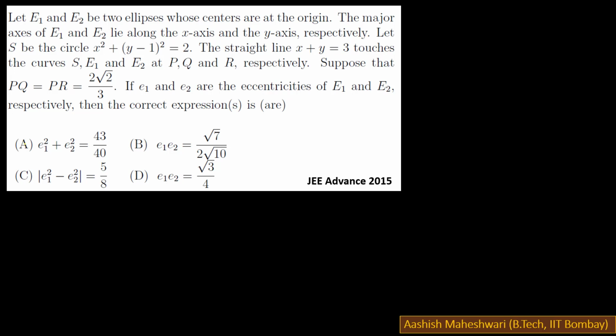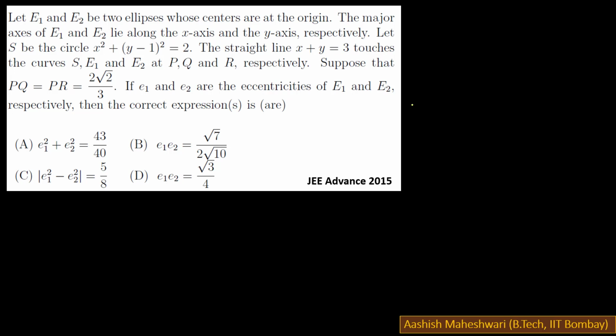Let E1 and E2 be the two ellipses whose centers are at origin. The major axes of E1 and E2 lie along x-axis and y-axis. So from these first two lines, we can easily make out that E1 and E2 are standard ellipses. One is having major axis along x-axis, the other is having major axis along y-axis.